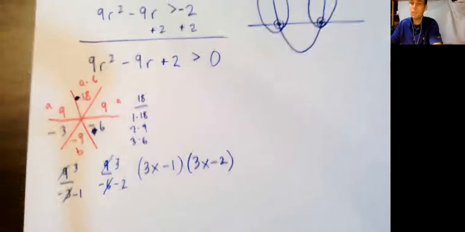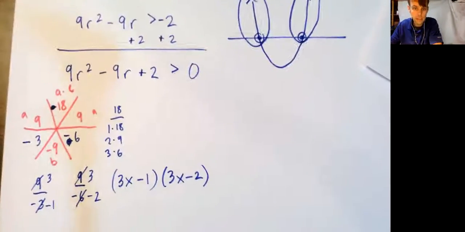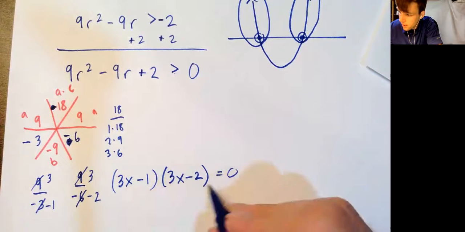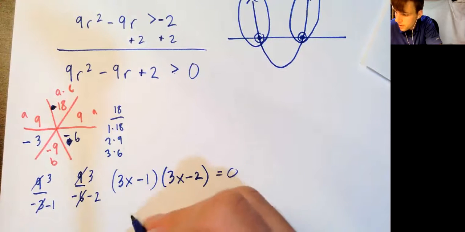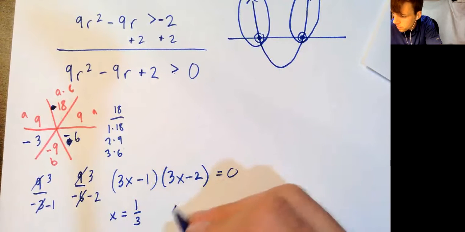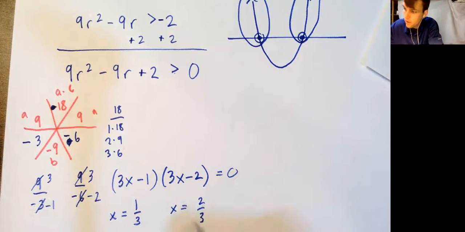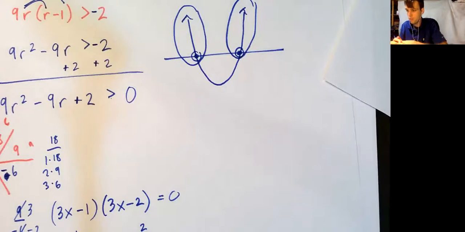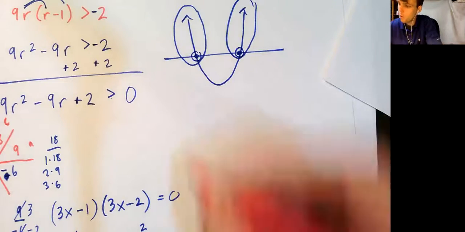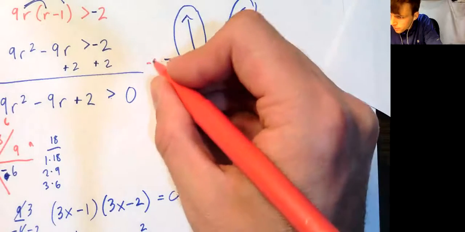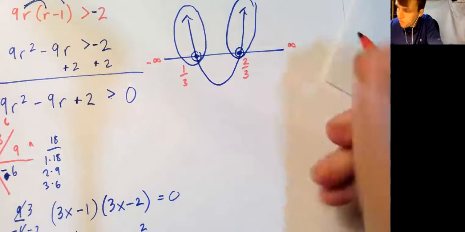If you don't know this factoring, that's okay. However, you can get to the factored form here. Go ahead and quickly solve these. This one is going to give me a solution of 1/3, and this one is going to give me a solution of 2/3. So our two boundary values in this case are 1/3 and 2/3. 1/3 would be on the left, 2/3 would be on the right. Again, negative infinity would be this way, positive infinity would be this way.